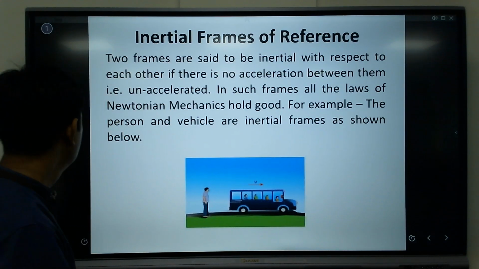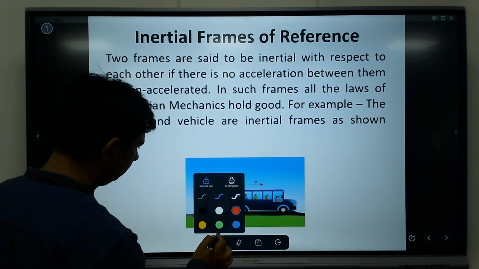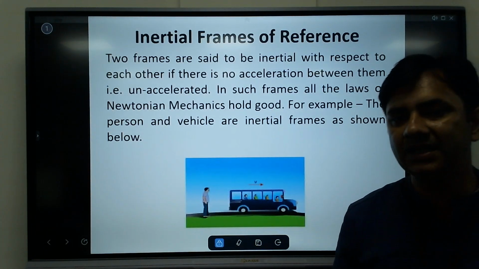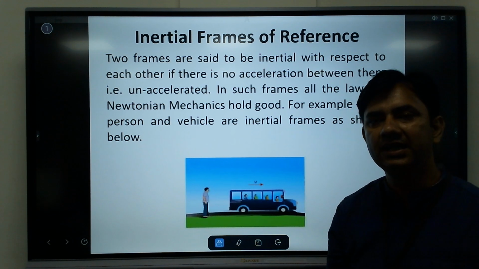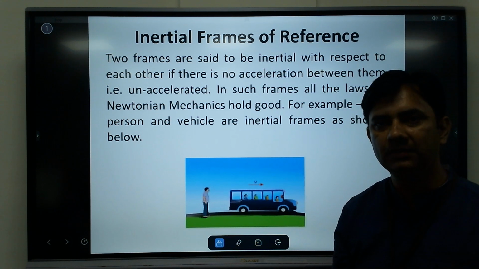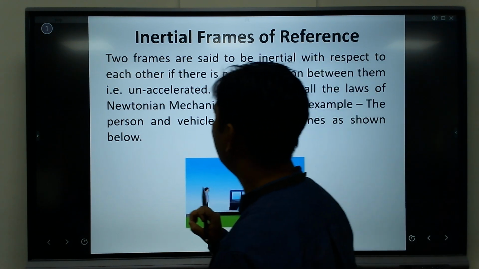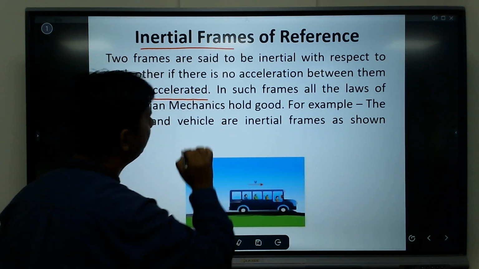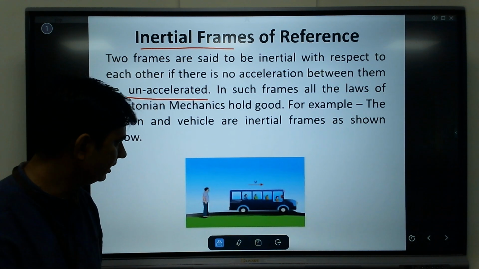So if you talk about the inertial frame, as the name suggests, two frames are said to be inertial with respect to each other if there is no acceleration between them. That is, unaccelerated. The first point which comes when we are talking about the inertial frame is that it is unaccelerated motion. What do you mean by unaccelerated motion?